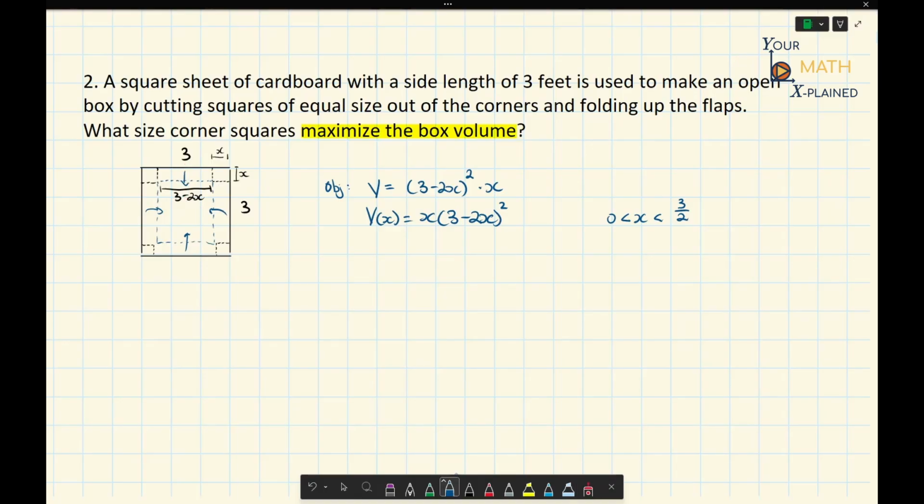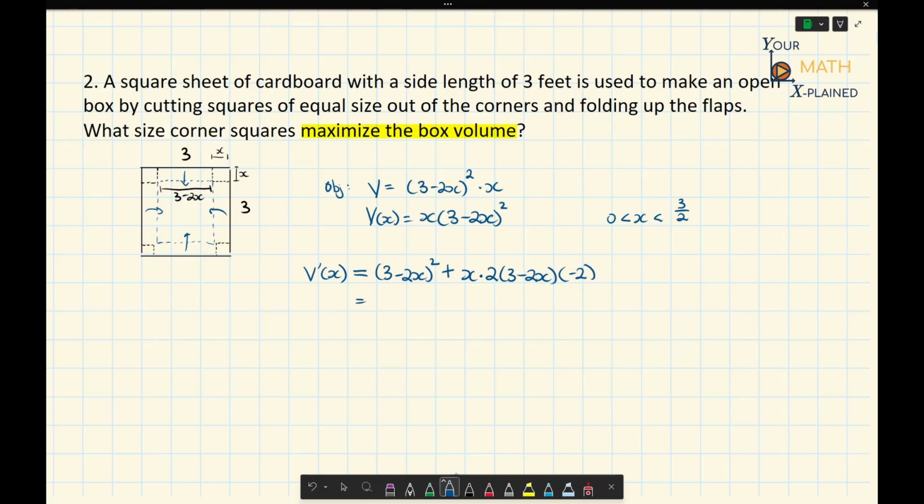Next, we're going to go ahead and find our critical values. And to do that, we need to first take the derivative. So we get V'(x) equal to, and I'm just going to be using the product rule here, (3 - 2x)^2 + x times 2 times (3 - 2x) times (-2).